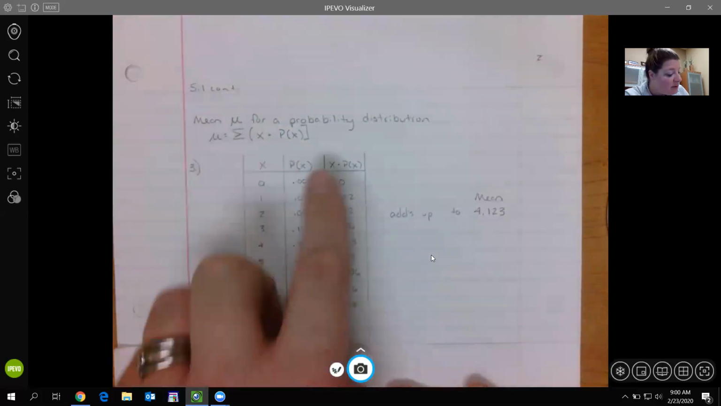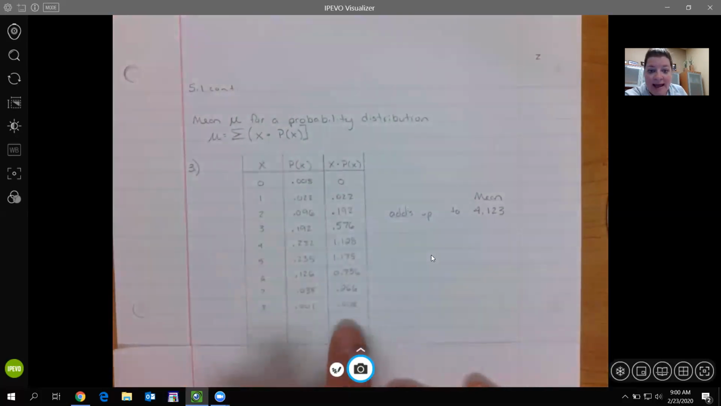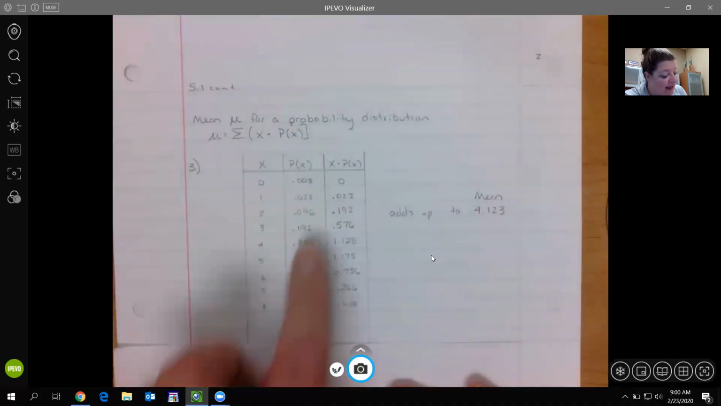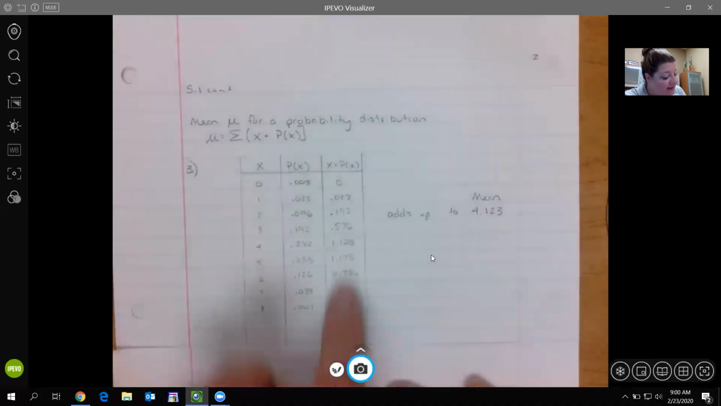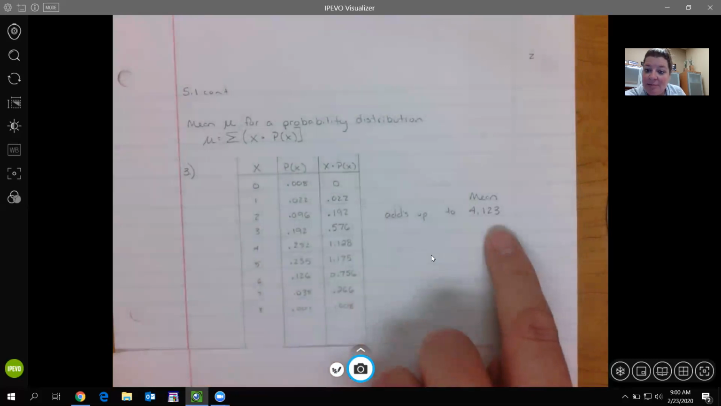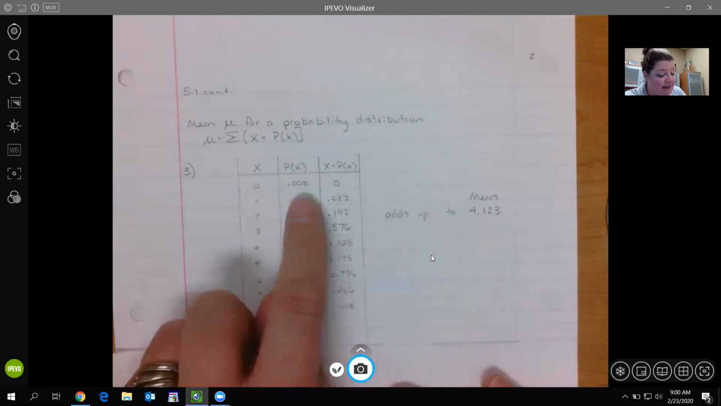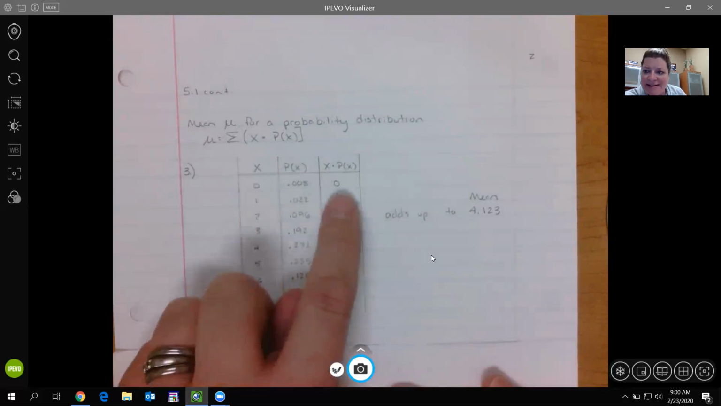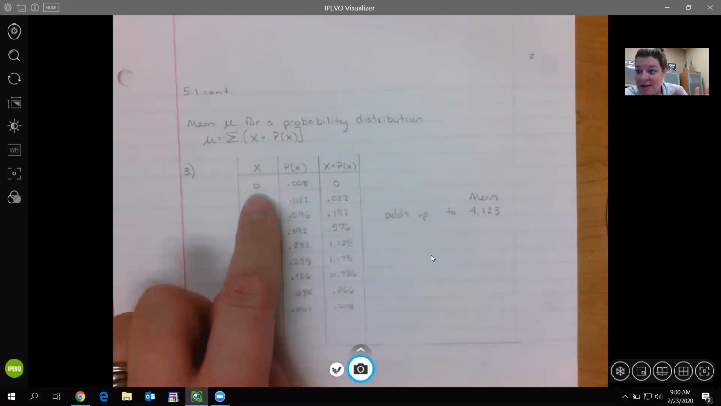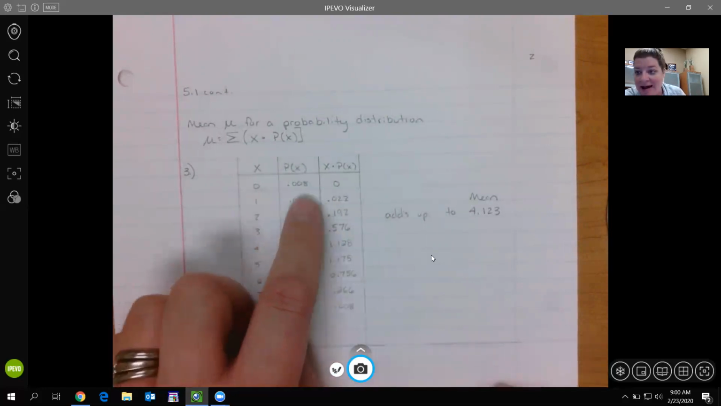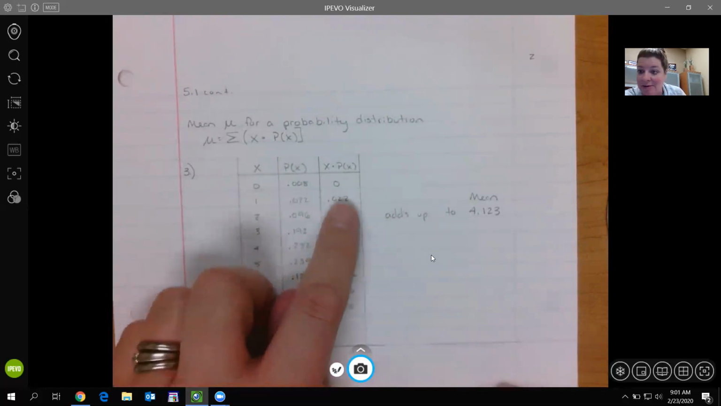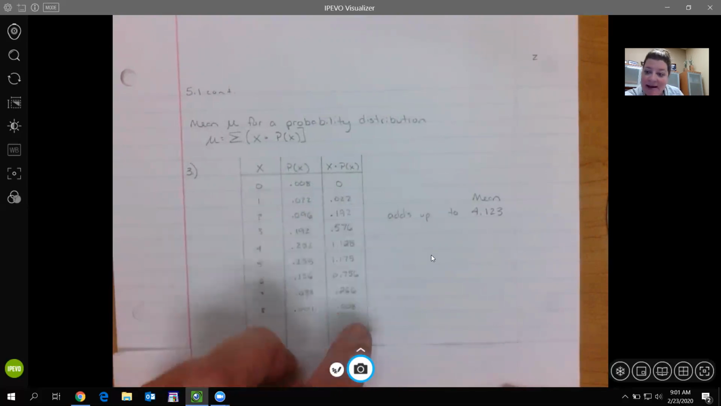So what we have to do is make another column and multiply these together, and we add these up, and that is going to give me my mean. So I'm going to say that again. We're going to multiply the probability and the x's together, because this is my outcome, 0, and multiplying it by the probability is going to give me 0. And then I add those up and it gives me my mean.